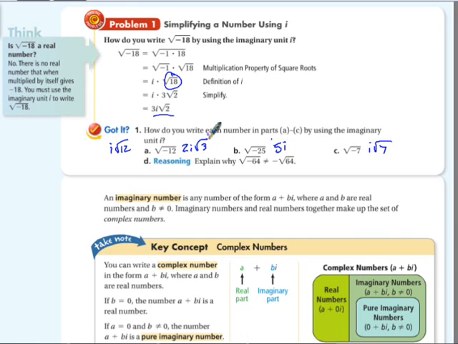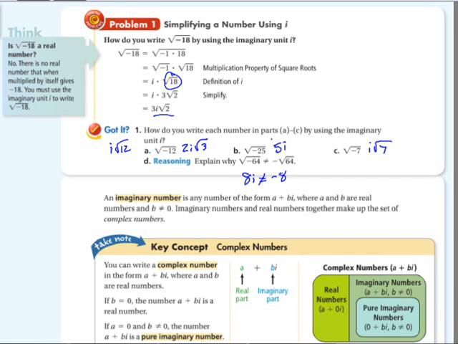Part D asks you why the square root of -64 is not equal to negative times the square root of 64. And that's because when we simplify it, we get 8i. Here, we just get -8, and those are not the same number.